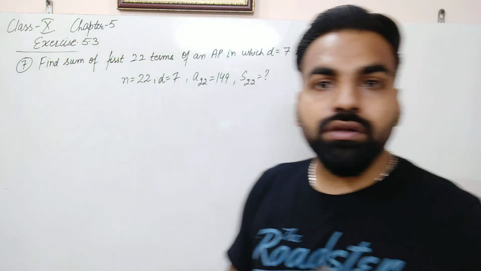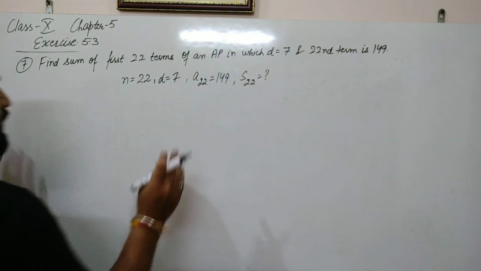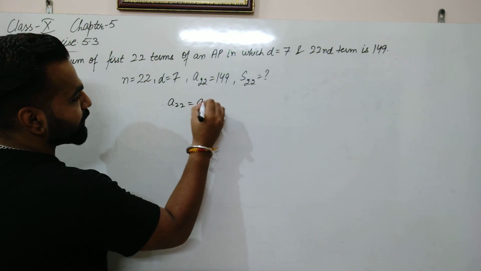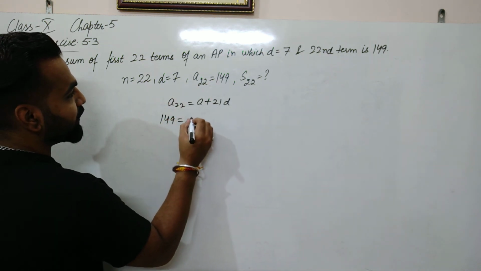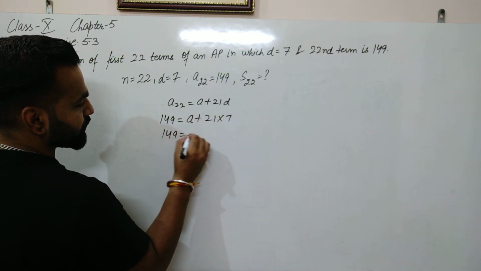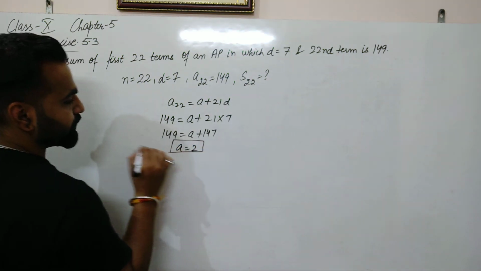Clear? To calculate S22 we need the value of A. So first of all we will calculate the value of A here. A22 will be equal to A plus 21D. This will be equal to 149, A plus 21 into 7. A will be equal to 2 here.